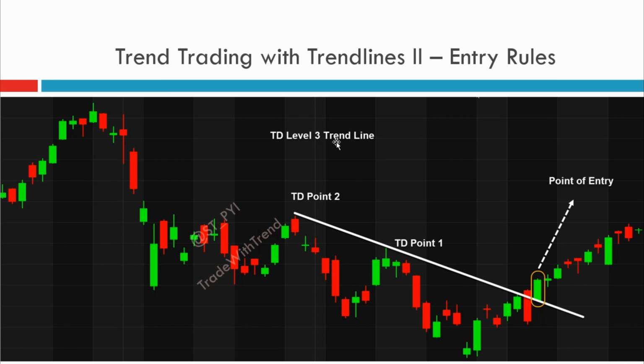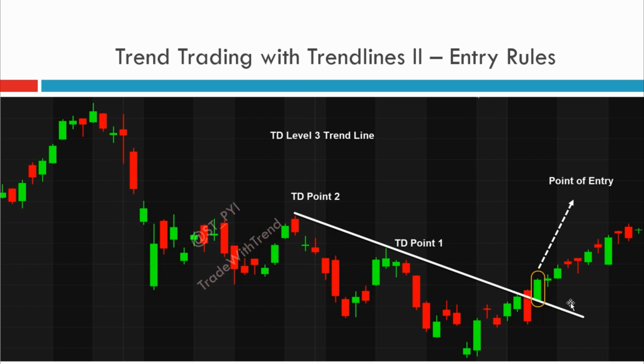This is a level 3 TD trend line here. This is one point, and this is the second point. I'll just brief you about the TD point here. This is a level 3 TD point, which means that this point is a level 3 TD point, and this is a level 3 TD point. So 1, 2, 3, we have 3 lower highs. Similarly here, 1, 2, 3, we have 3 lower highs, and 1, 2, 3, we have 3 lower highs.